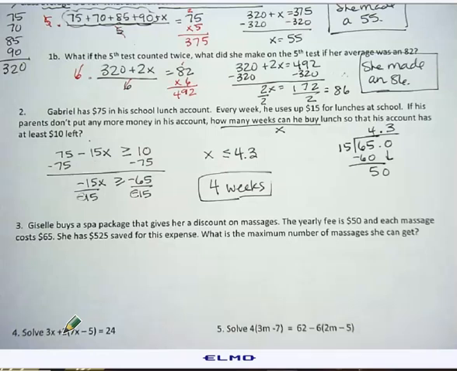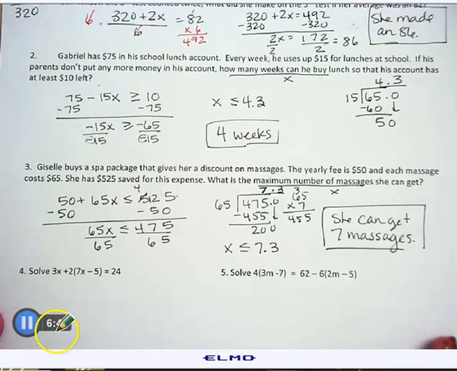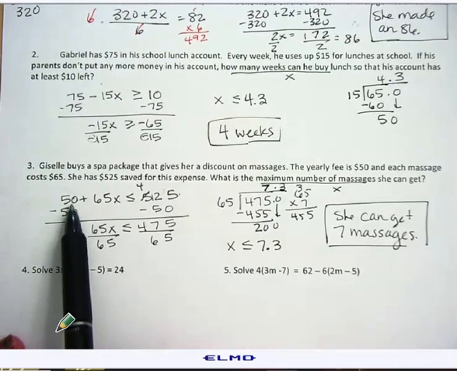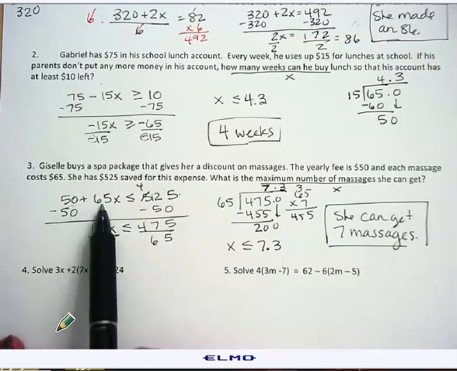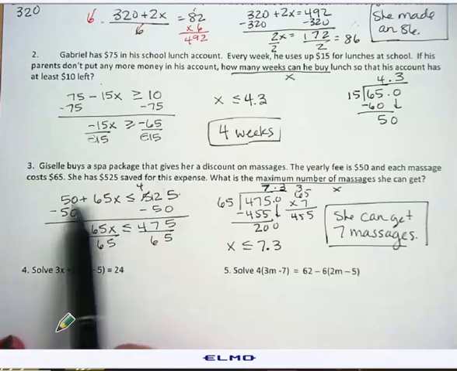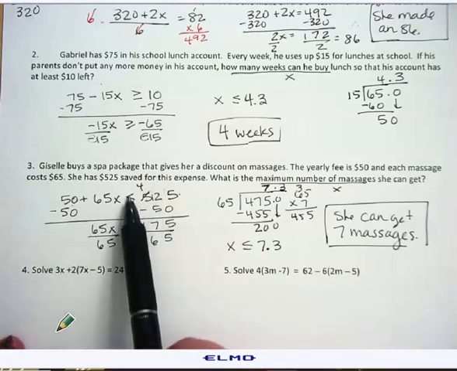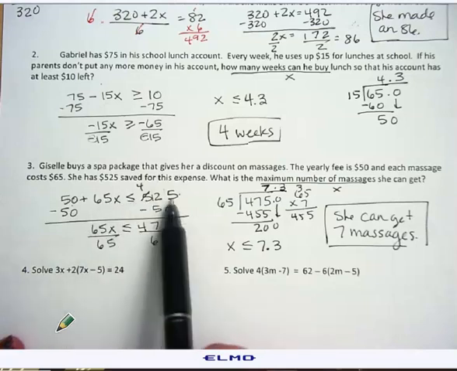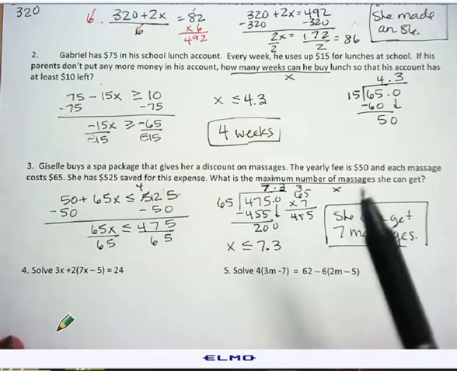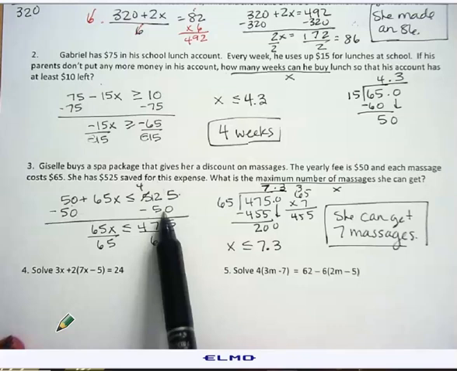Okay, I want you to pause the video and try number 3. It works similarly. Okay, here's my work for number 6. She pays a $50 yearly fee, so once a year she pays that, plus $65 per massage, where X represents the number of massages. Now this is going to be the total amount that she pays, and we want it to be less than or equal to the amount she saved, $525, sorry, not her gift certificate. So I start solving by subtracting 50.